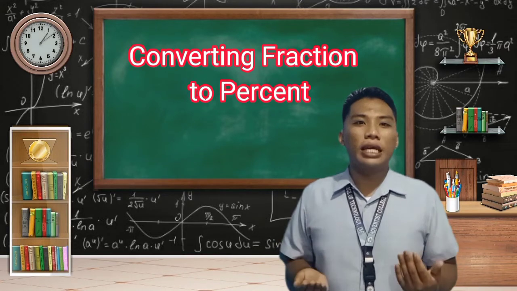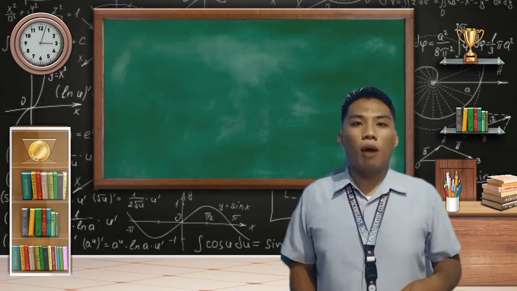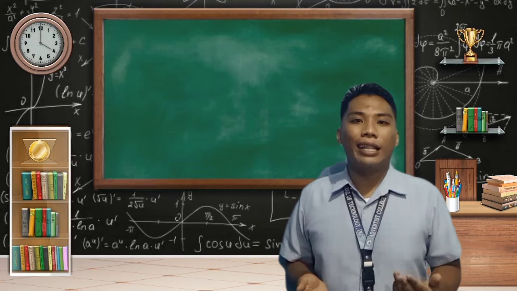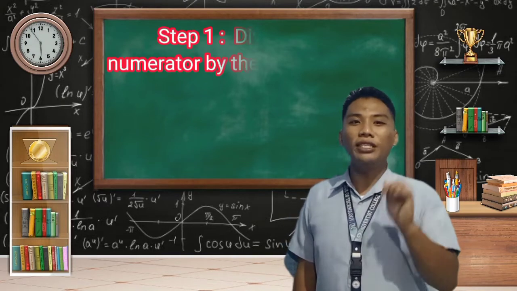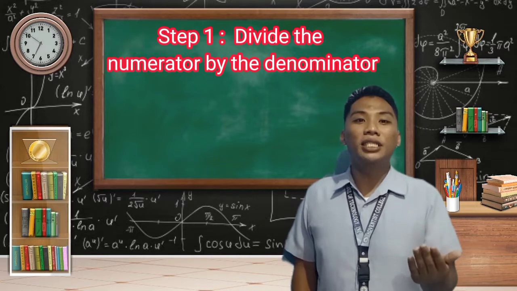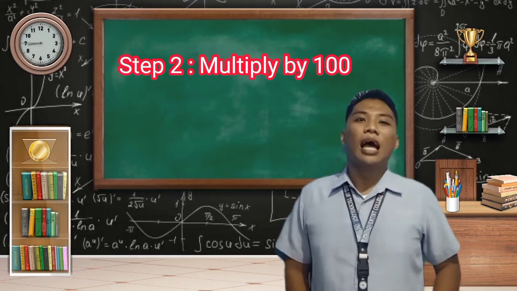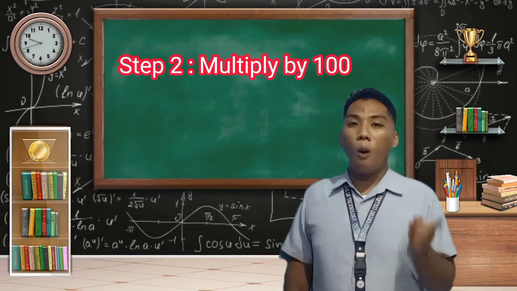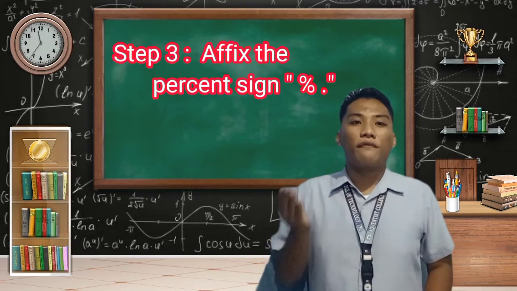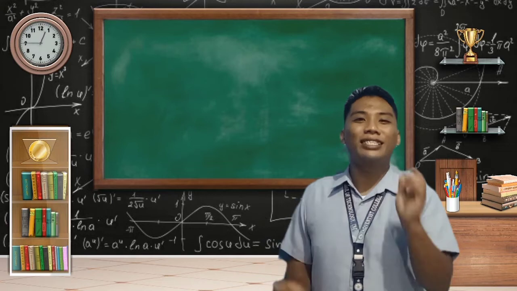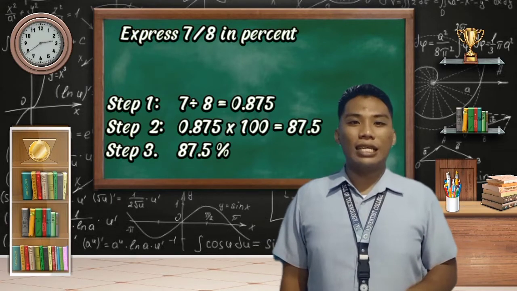And now, class, let us proceed to converting fraction to percent. In converting fraction to percent, first we must express it as a decimal using the following steps. The first step is divide the numerator by the denominator. The second one, multiply it by 100. And the third step is affix the percent sign. For example, express 7 over 8 in percent.